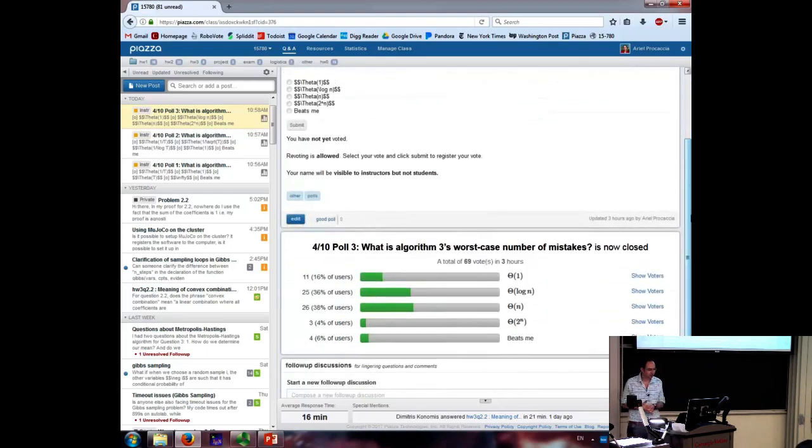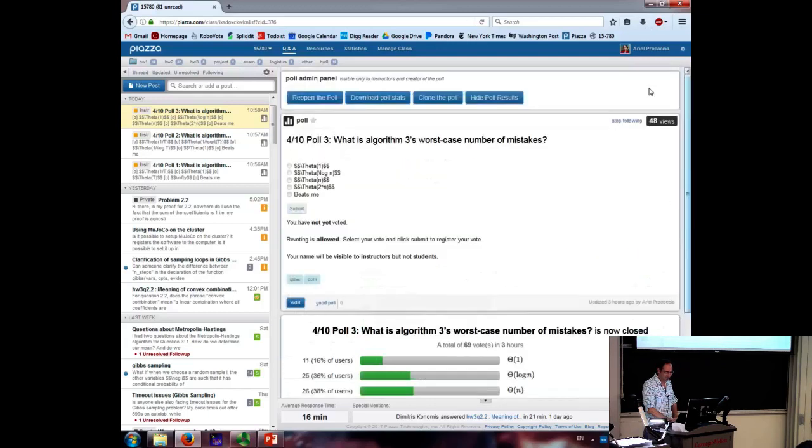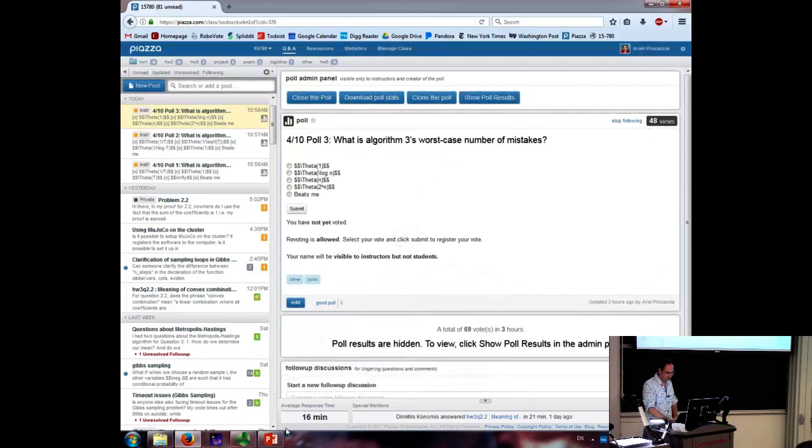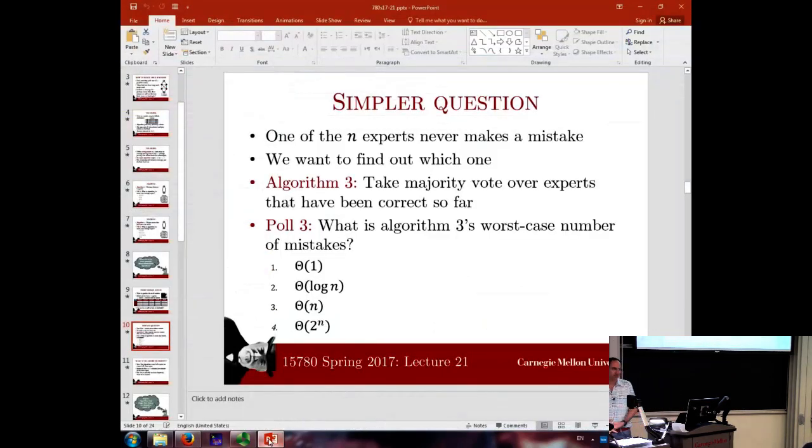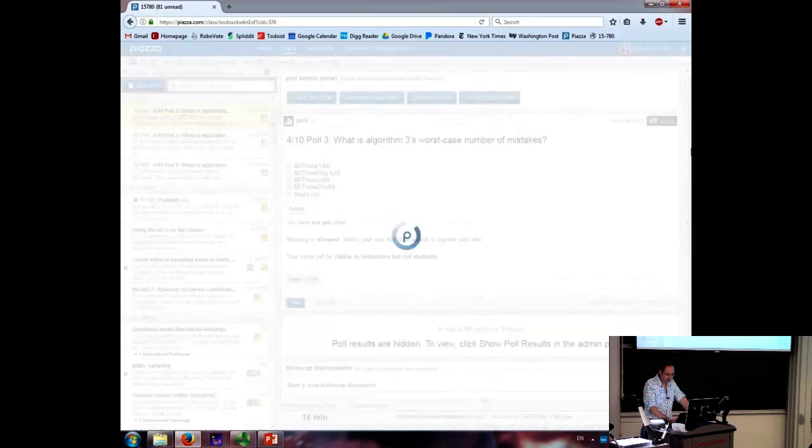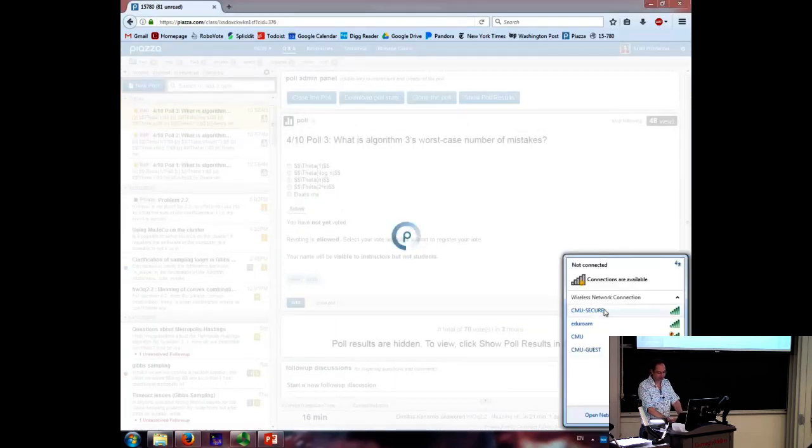Okay, so here there's actually a lot of disagreement. There's almost a tie between theta of log n and theta of n. So let's actually do something that I don't do often. I want to give you some more time to think about this. So feel free to talk about it with others, and then you can change your vote, and we'll look again in a minute to see what happens. Okay, let's see what happens. Oh, oops, I'm offline, just a minute.